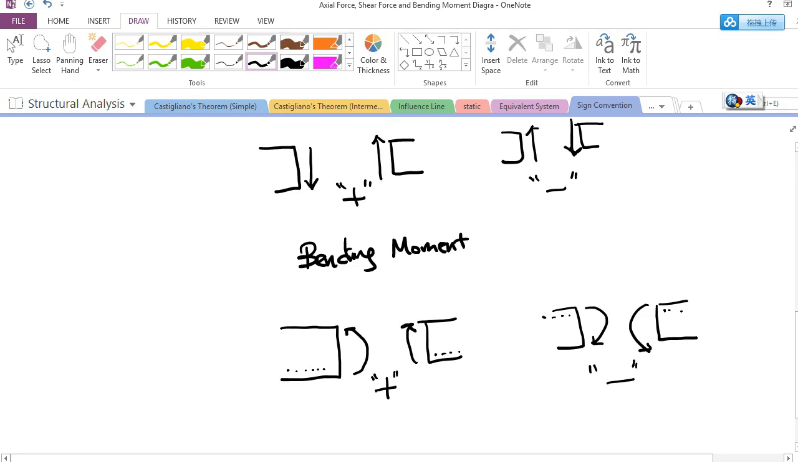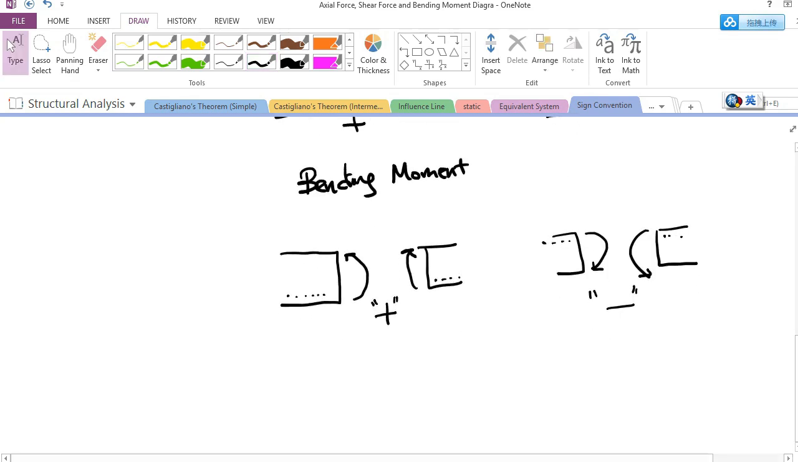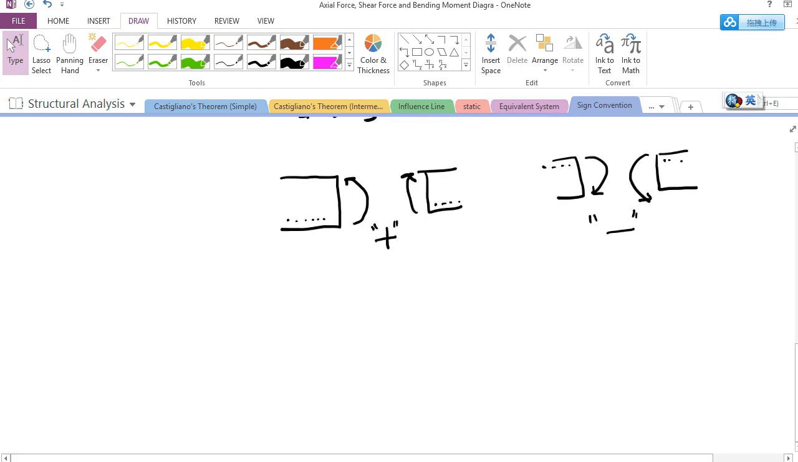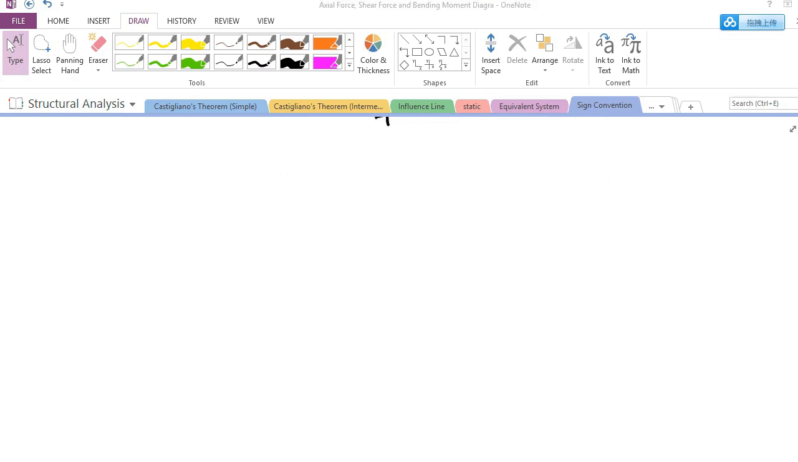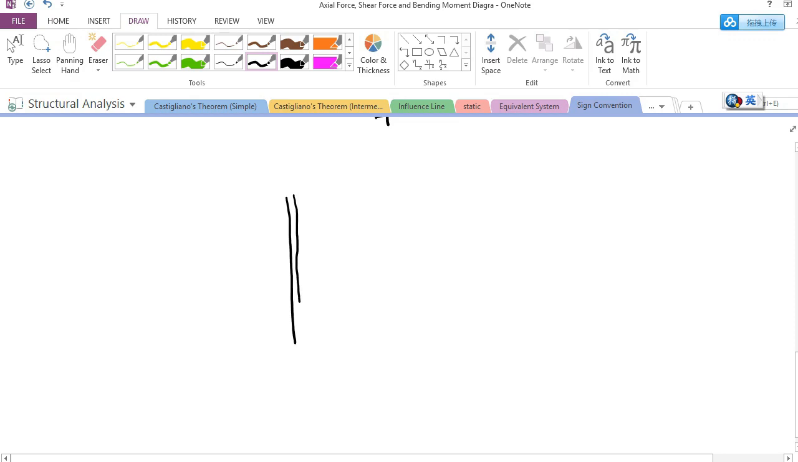Alright, looks simple, but let's take a look at some important example. Let's see. I have a beam, a vertical beam. Let's say I cut a point and enlarge this cut.